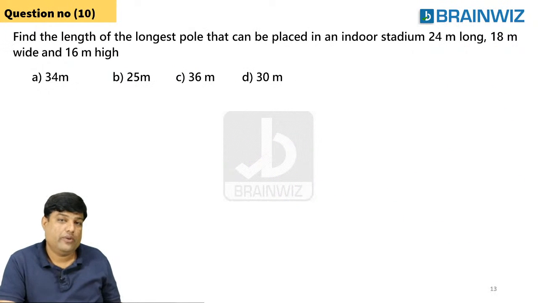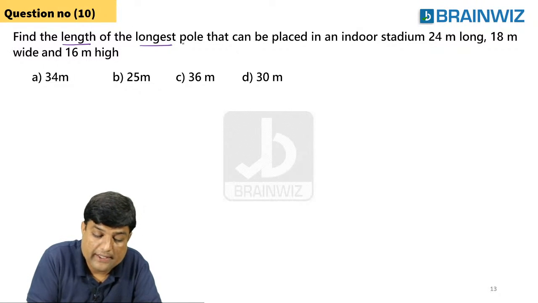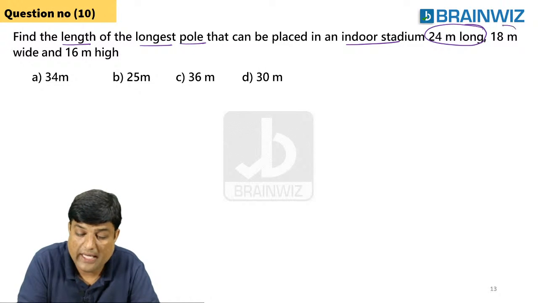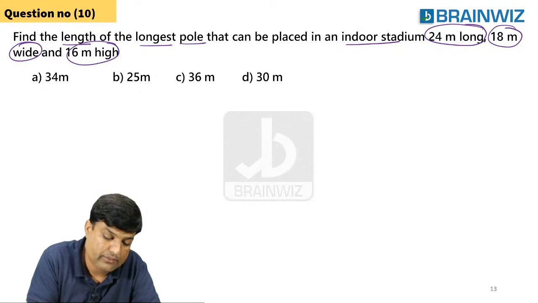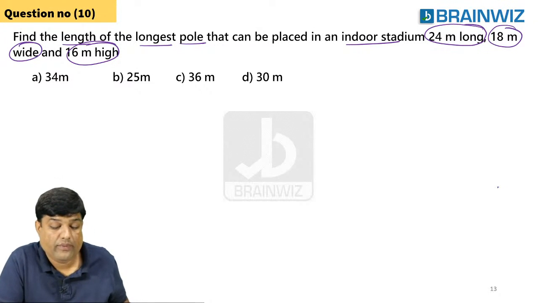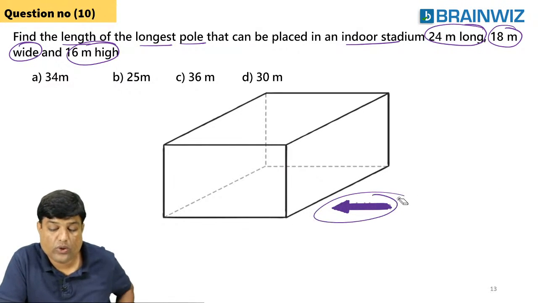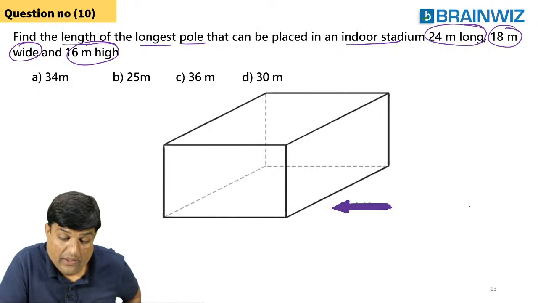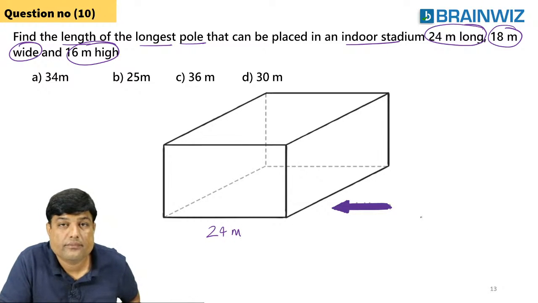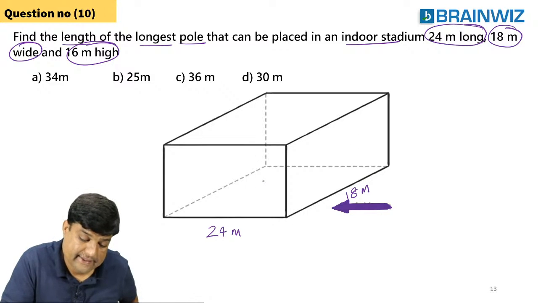That's good. Now this is the question you can expect from geometry. What did you say here? What is the length of the longest pole that can be placed in an indoor stadium of 24-meter long and 18-meter wide and 16-meter height? Are you understanding, everybody? Yes or no? Now have a look here. This is nothing but an indoor stadium. In this thing, the length is 24 meter and 18 meter and the height is 16 meter.